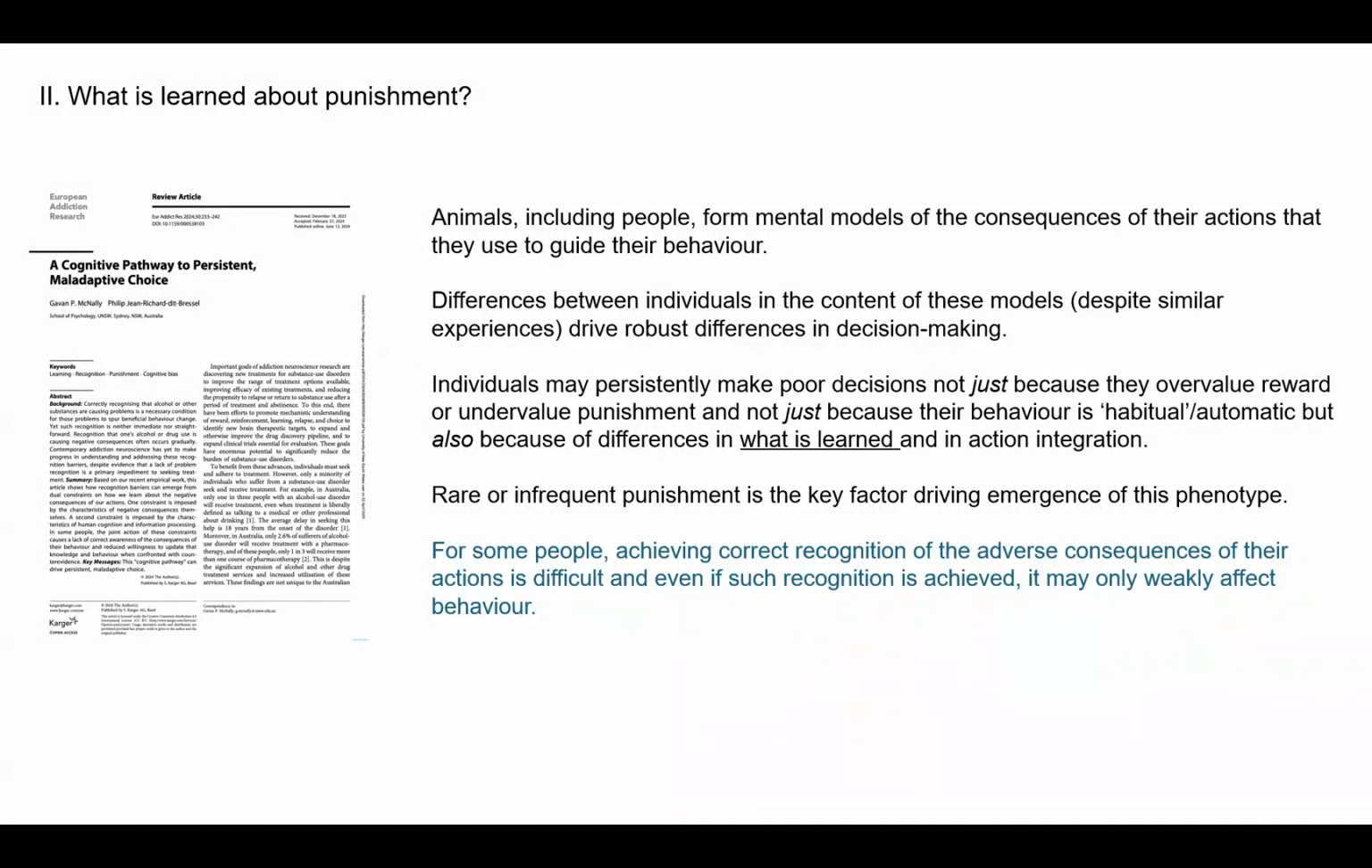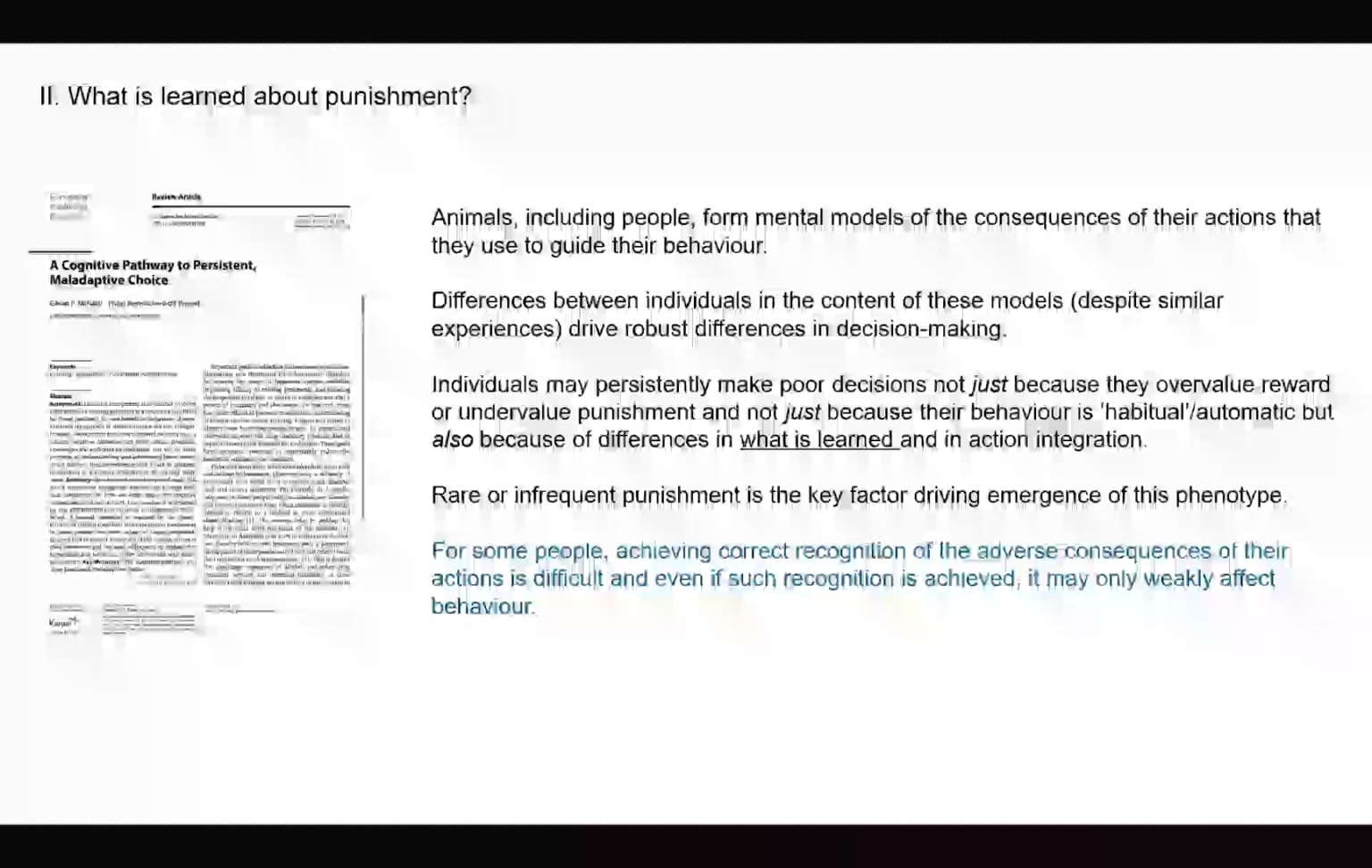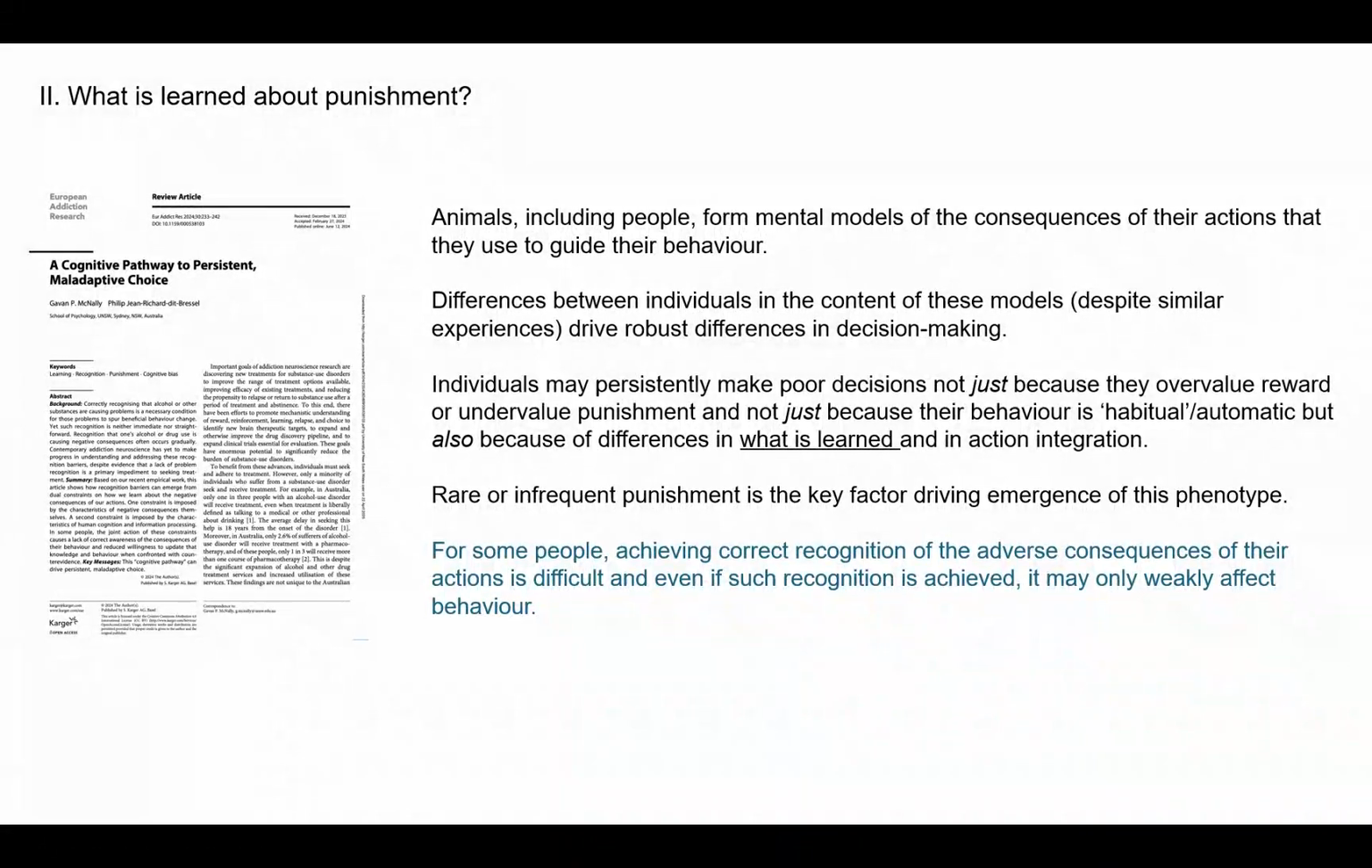But what we want to say is that people can also make poor decisions because of differences in what they learn from their actions, despite those same experiences, and in integrating their actions with their instrumental knowledge. A key factor that drives emergence of a problematic phenotype is rare or infrequent punishment. So for some people, achieving correct recognition of the adverse consequences of their actions is difficult. And even if they achieve that recognition, it may only weakly affect their behaviour.